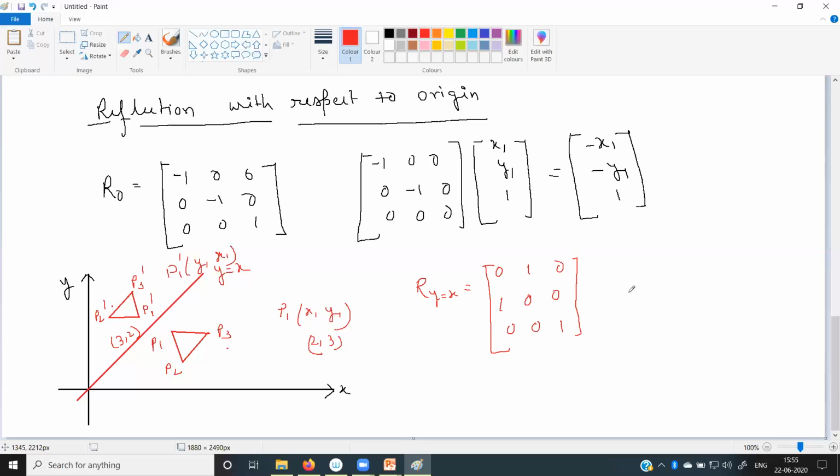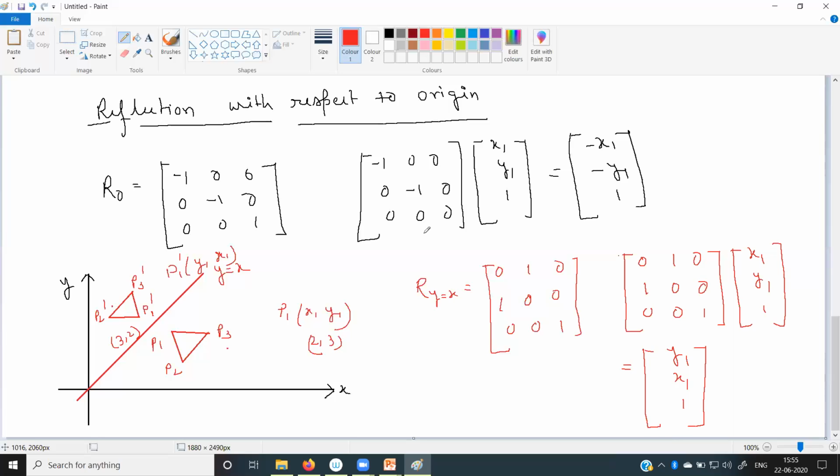You can see how we can get the reflected one. So consider an example. I want to reflect the point x1, y1. So what will I write? I will write the matrix like 0, 1, 0, 1, 0, 0, 0, 0, 1. Okay. And then the point set is x1, y1, and 1. So what will happen? 0 will be multiplied with x1, 1 will be multiplied by y1, and 0 will be multiplied by 1. So ultimately the answer will be y1, x1, 1. Okay. So that is all about the reflection with respect to a line y equals x. Clear?